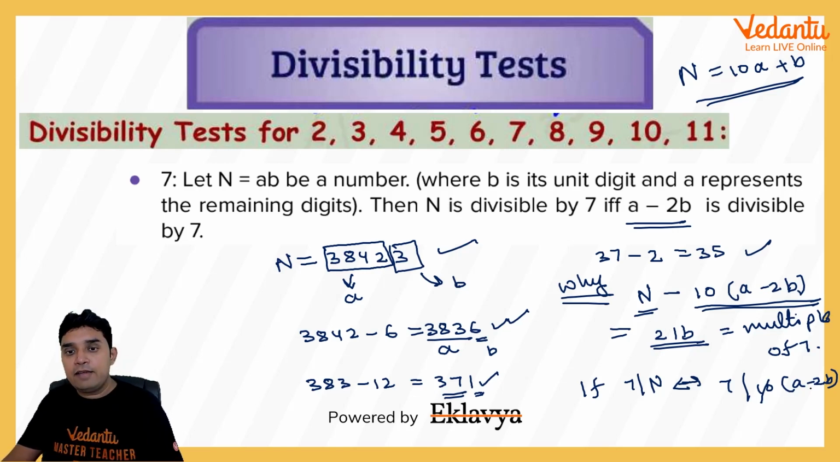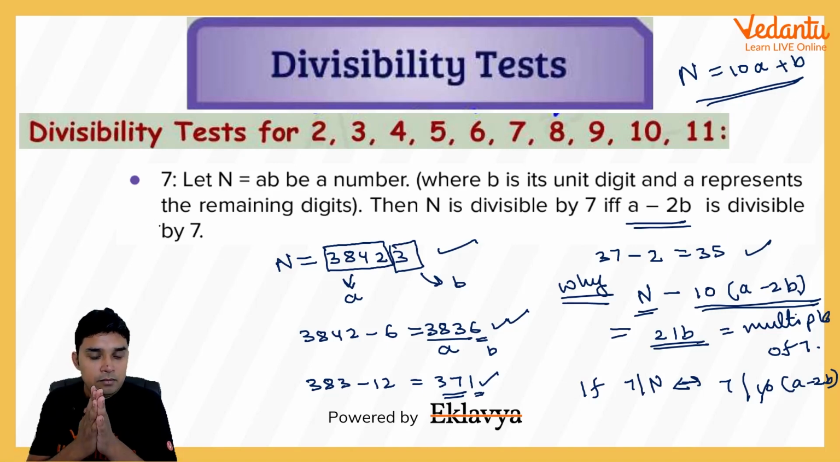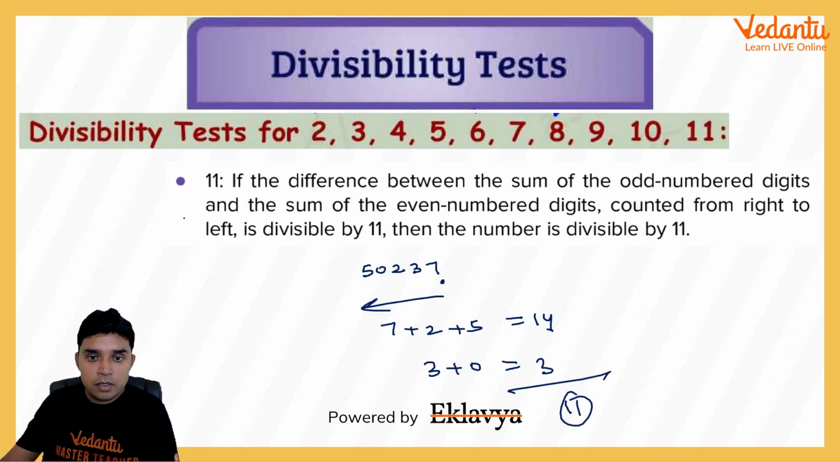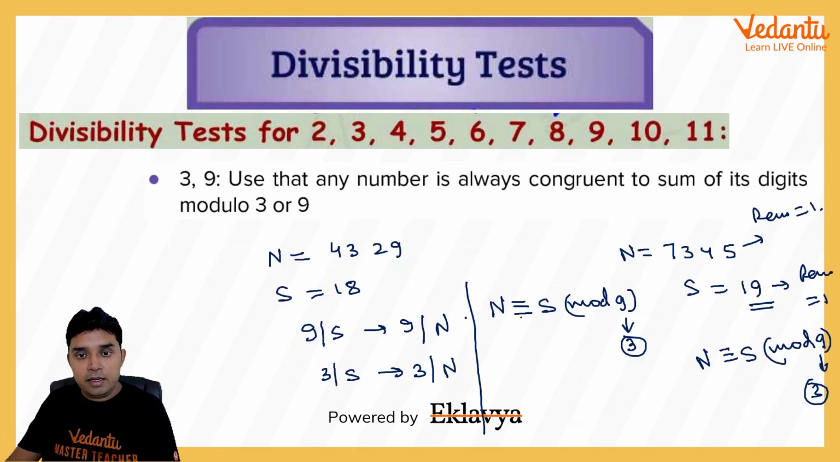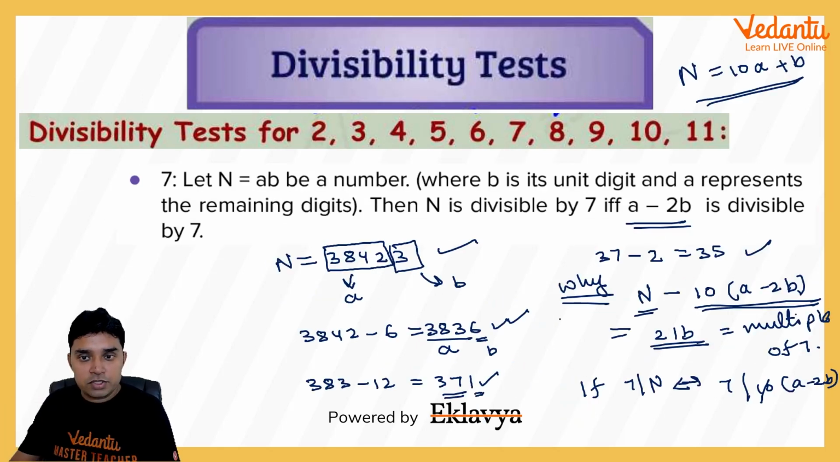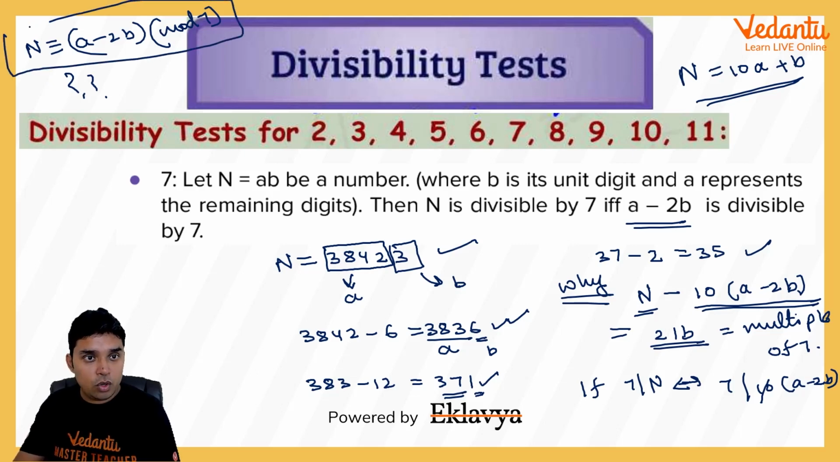One interesting thing I would like to ask you, as I told you in the case of the divisibility test of 9, where the sum and the number were congruent mod 9. So my question here is whether this number n will be congruent to a minus 2b mod 7 or not. Please think about it and let me know. It is a question. I am not saying it will happen. You just have to check. Is it true or not?